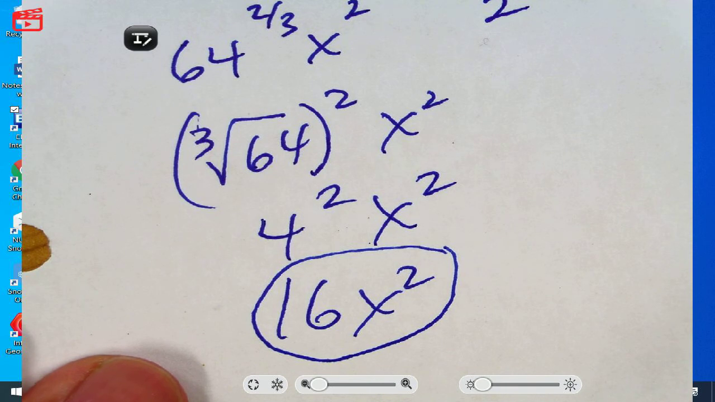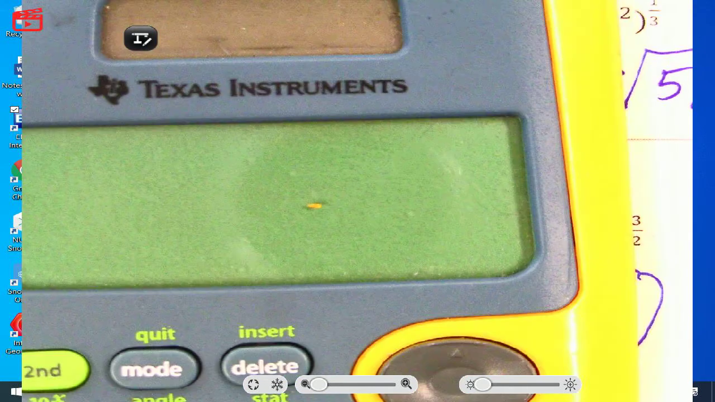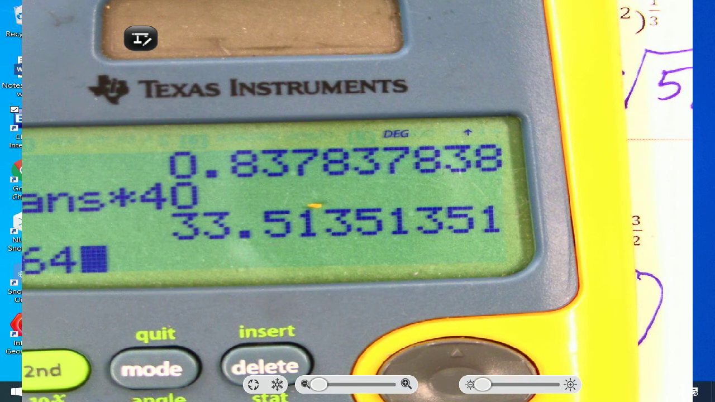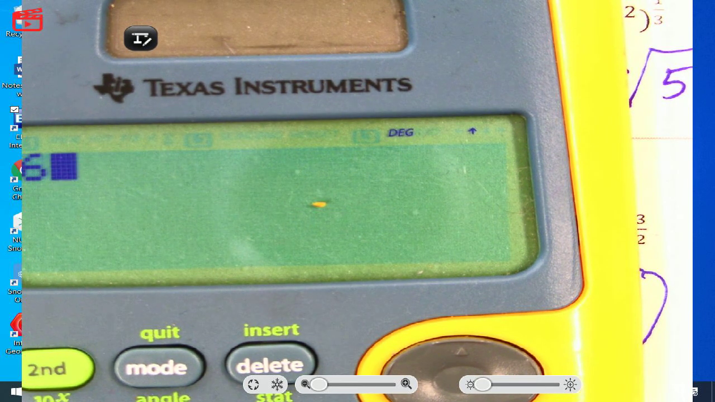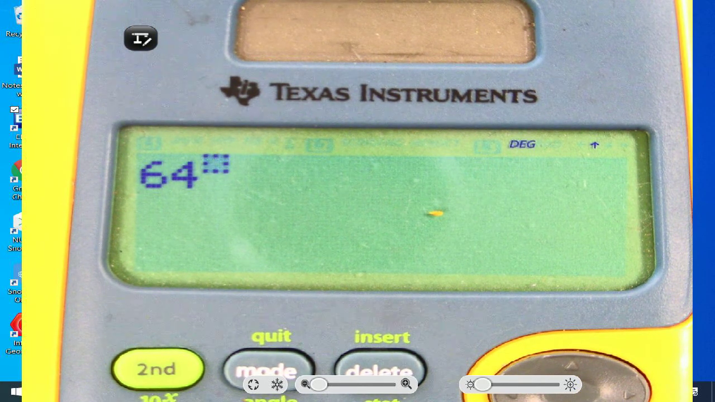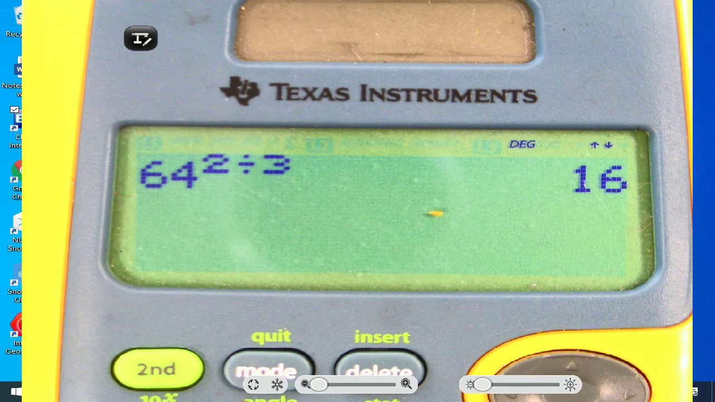You're allowed to use a calculator. Does the calculator tell you that if you put it in? Let's do it in the calculator. So 64, turn it on first. Clear. All right. 64, raise it, so there's my exponent, 2/3. Remember, fraction is same as division. Press enter, it's 16. But I'm talking about the whole problem.